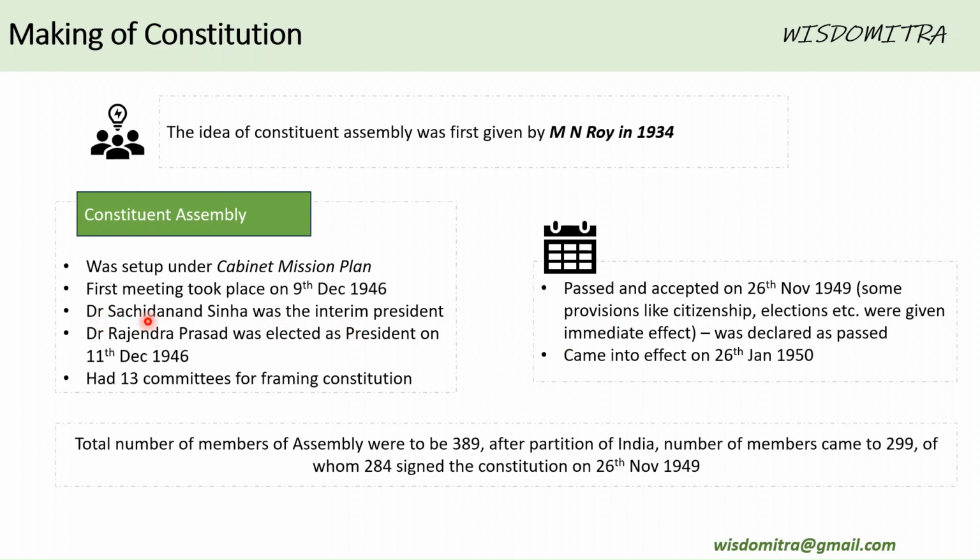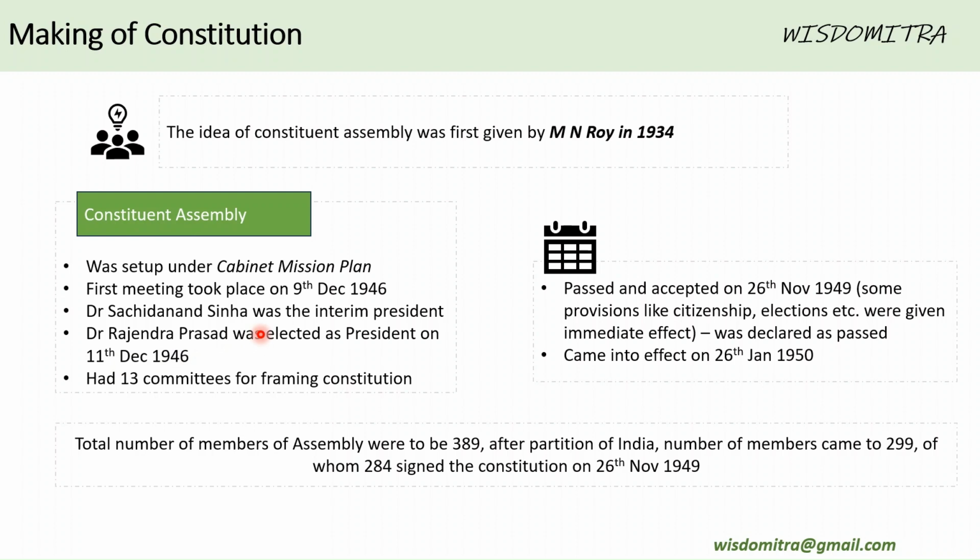And Dr. Sachidanand Sinha was the interim president. He was the eldest member of Constituent Assembly. But effectively, on 11th December 1946, Dr. Rajendra Prasad was elected as president. This Constituent Assembly had 13 committees for framing of constitution.